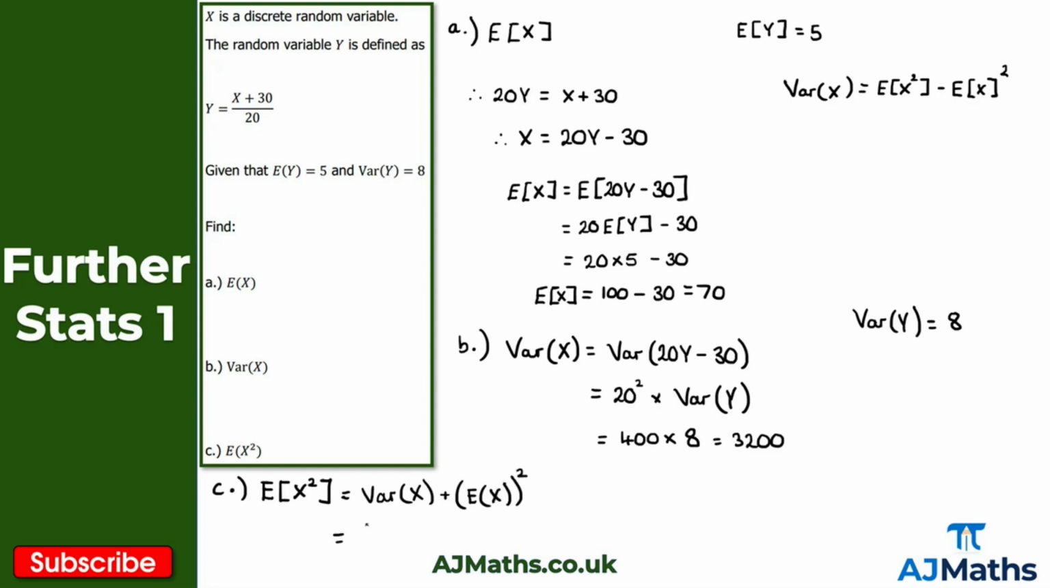Okay. Well, the variance of x, that is 3,200. The expectation of x, that was 70. So I'm now going to add 70 squared here. And then I'll just put this into my calculator. What I get then for 3,200 plus 70 squared is 8,100. Okay, and there we have it. So always keep an eye open for this. If you have to find the expectation of x squared, you can usually just find that by rearranging the formula for the variance of x. Okay, and there we have it. So that's the solution to question 1.